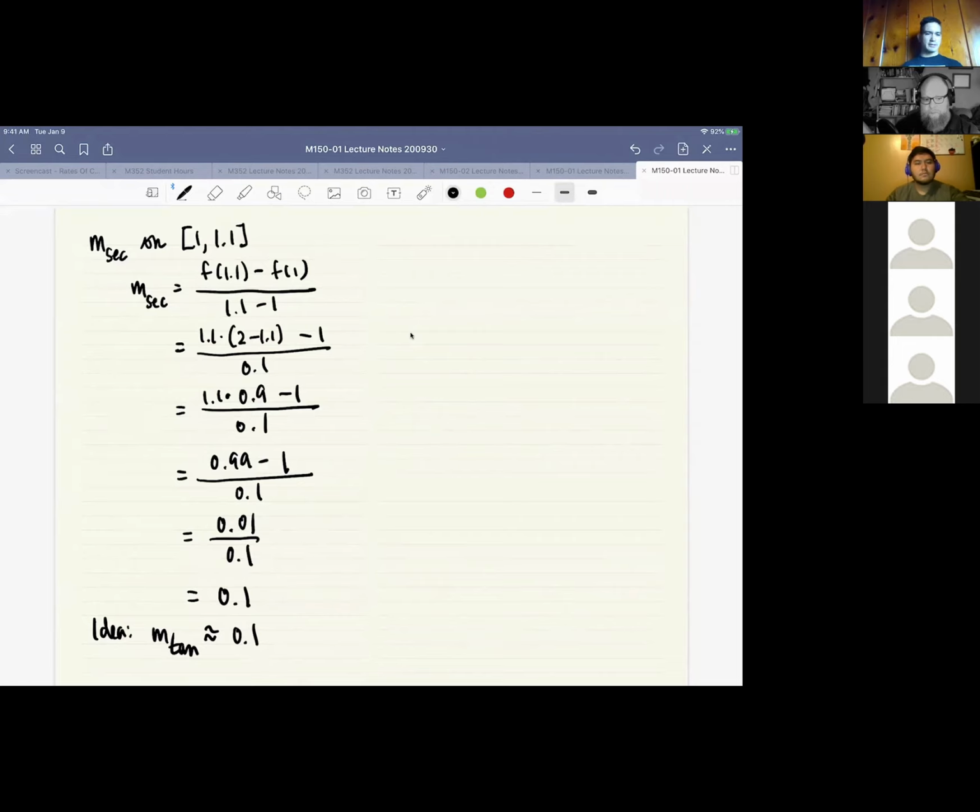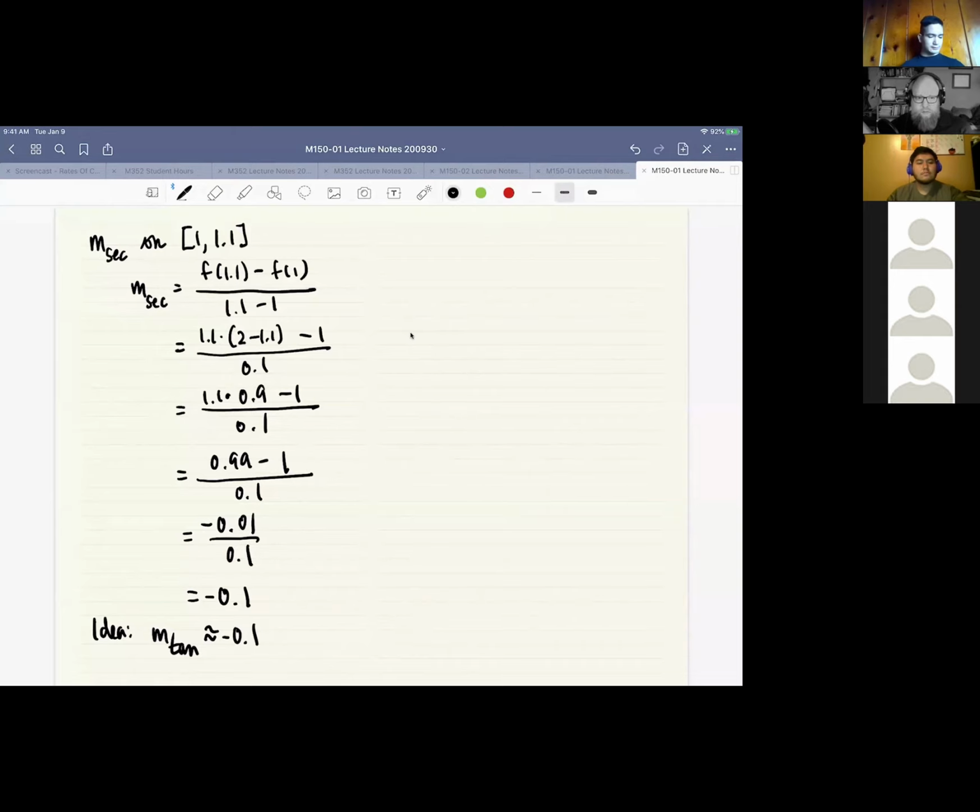Shouldn't it be negative? Oh, yeah, thanks. From this step right here? Yeah, good catch. The third to the last. Yeah. Okay. Yep, good catch. Thanks, man.